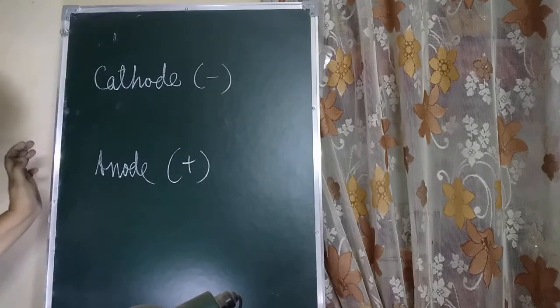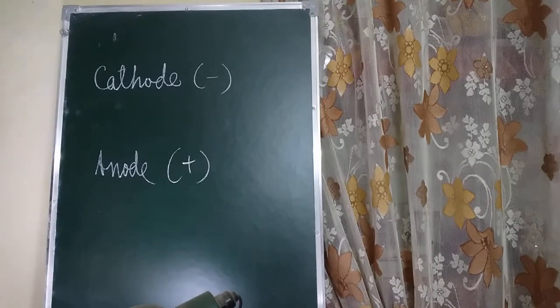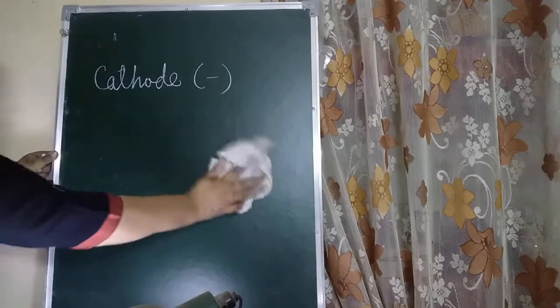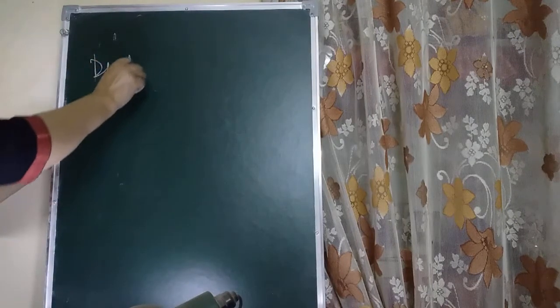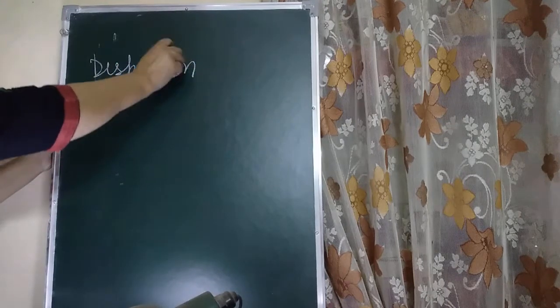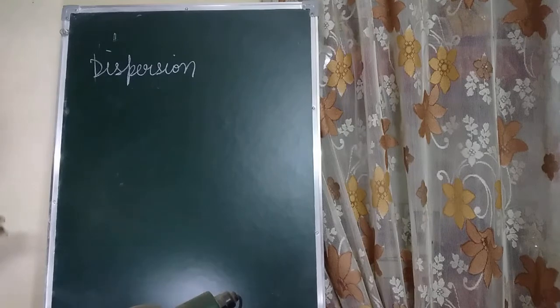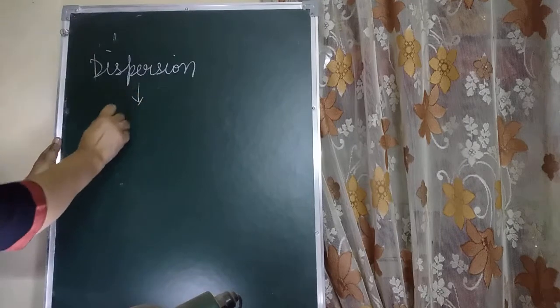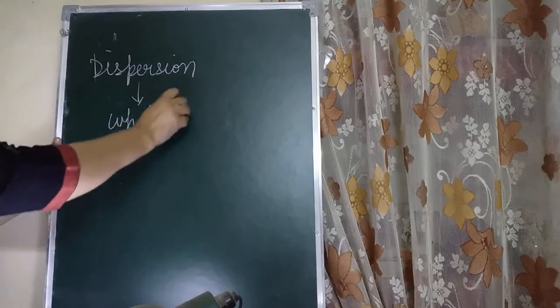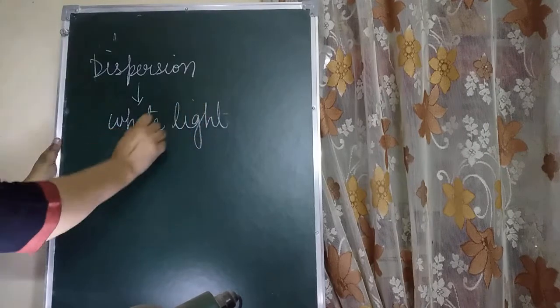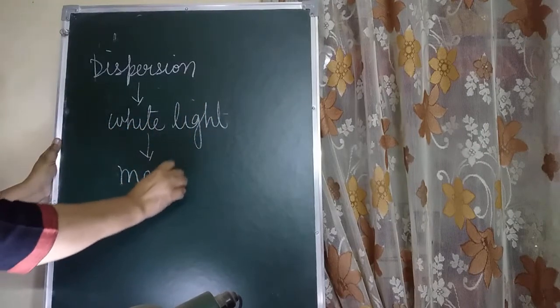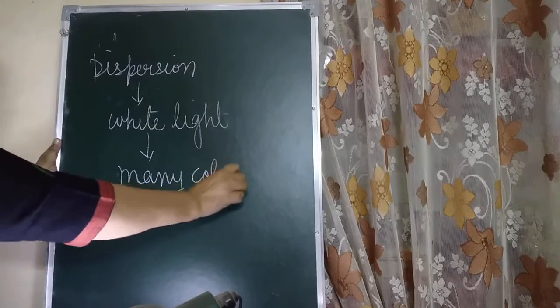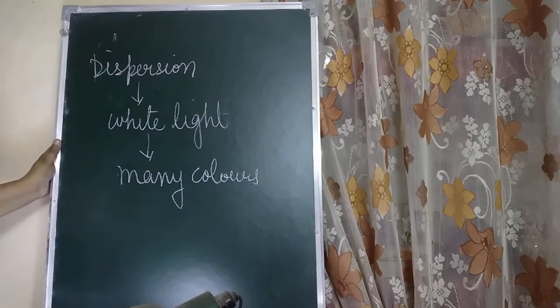Fine, children. Now, let us come to the next question: what is dispersion? The next question is to define dispersion. The process of splitting of white light into many colors is known as dispersion.